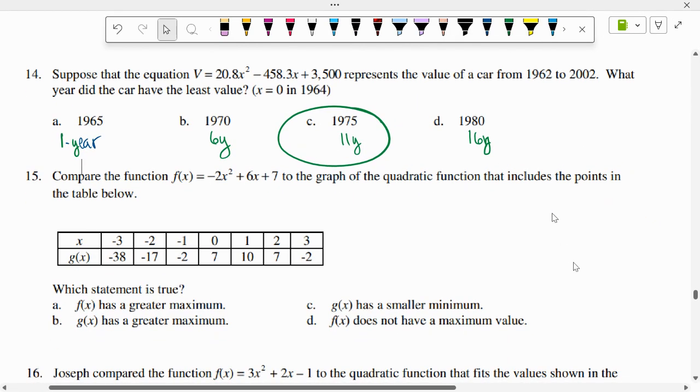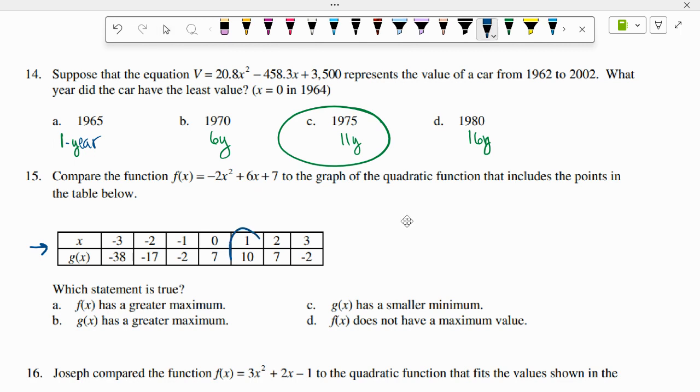Compare the function f of x equals negative 2x squared plus 6x plus 7 to the graph of the quadratic function that includes these ordered pairs. What statement is true? Which graph has a greater maximum? Let's talk about g of x first. Let's look at the table. Where is the turning point? The turning point is right here.